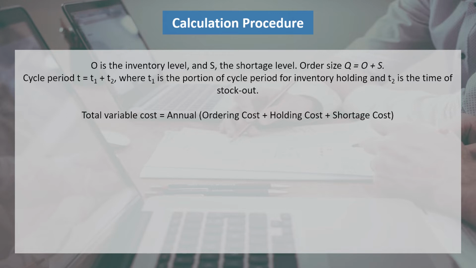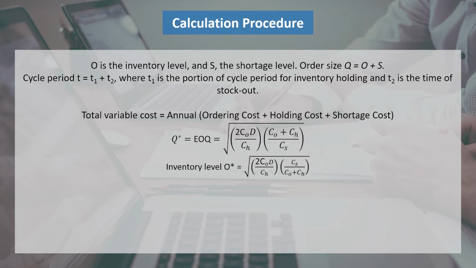When you calculate the total inventory related cost, it is equal to annual ordering cost plus annual holding cost plus annual shortage cost. Economic order quantity under this condition is represented by the square root of 2 multiplied by ordering cost multiplied by annual demand upon holding cost, and we take the factor (holding cost plus shortage cost) upon shortage cost, which is represented by CS. The inventory level can be calculated as the square root of 2 CO D upon CH multiplied by CS upon (CH plus CS). Then we calculate the shortage level, which is nothing but the order quantity minus the inventory level at which reorder takes place.